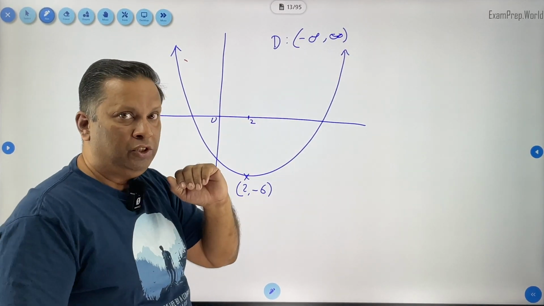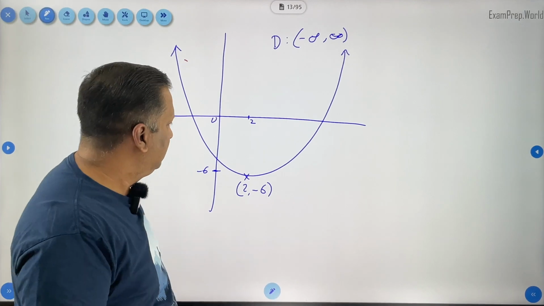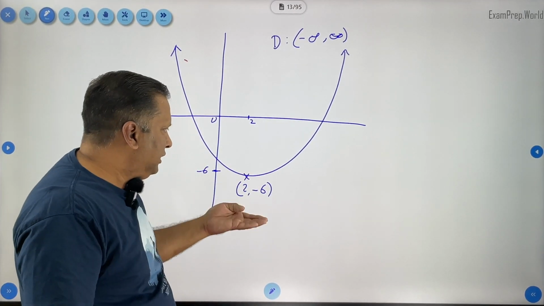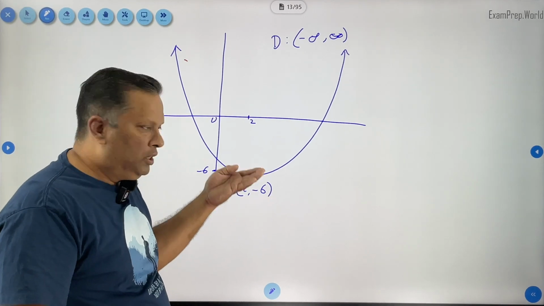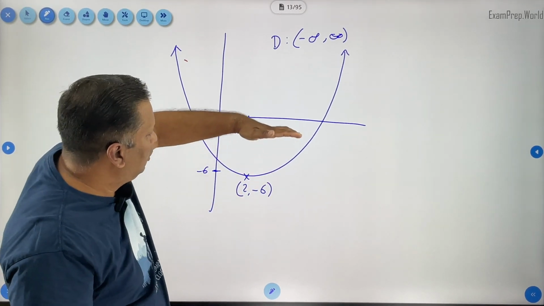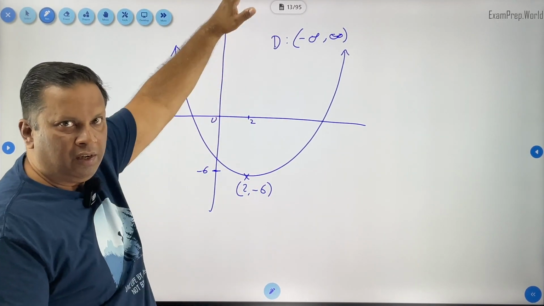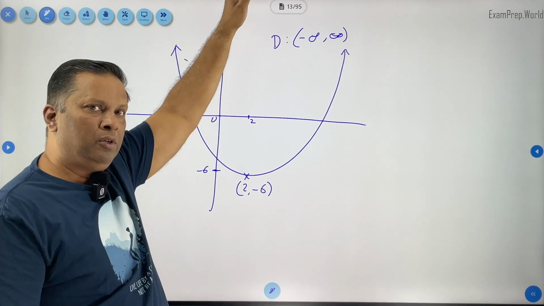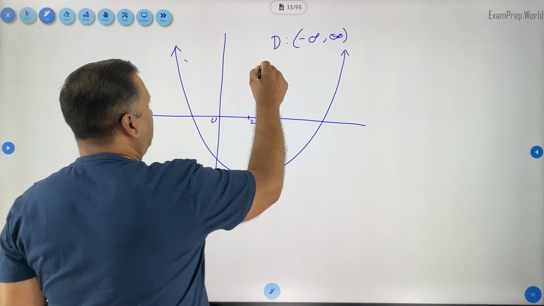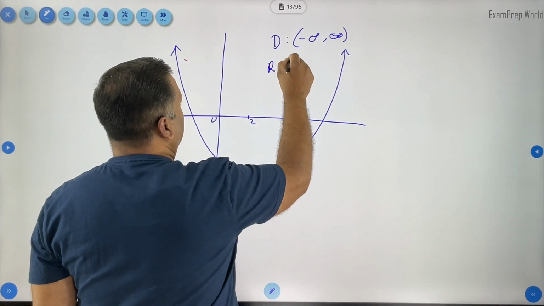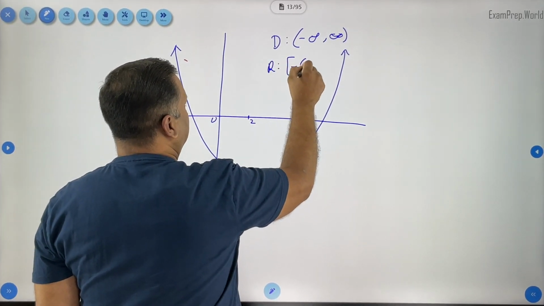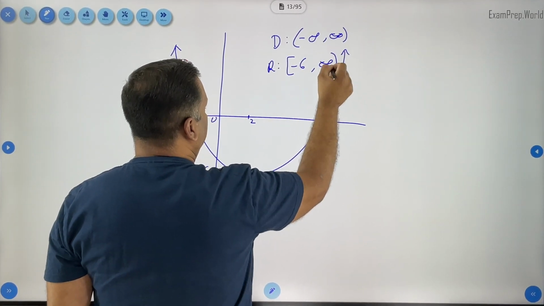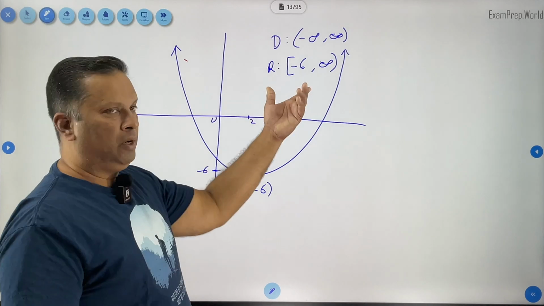Okay, but range, look at the range, look at the y value. Is the curve anytime coming below negative 6? No. So what are the y values? All y values are more than negative 6. It's going up only. So the minimum value of y is negative 6 and it can go up to positive infinity. So range, I would say negative 6, which is included, and it can go up to infinity. But infinity is not included, so I will write a round bracket.